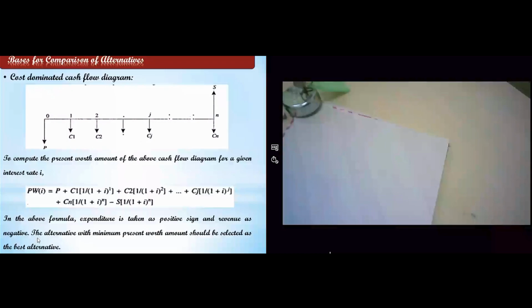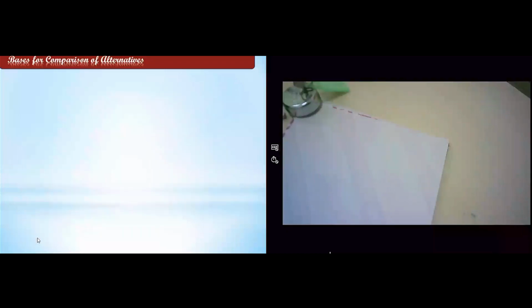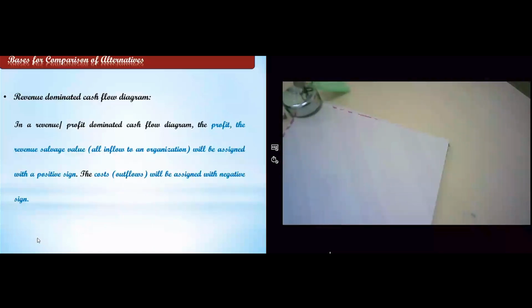Okay, so then we shall move on to the revenue dominated cash flow diagram. In a revenue dominated or a profit dominated cash flow diagram, all the components relating to the profits, revenues and the salvage value will be taken as positive because they are nothing but inflows to the organization and it gets added up to the total amount of the company.